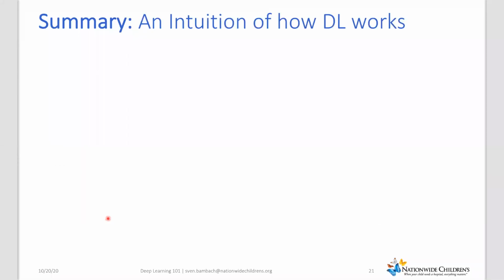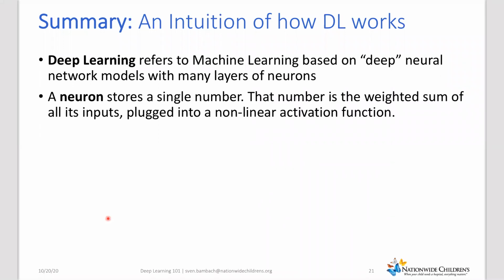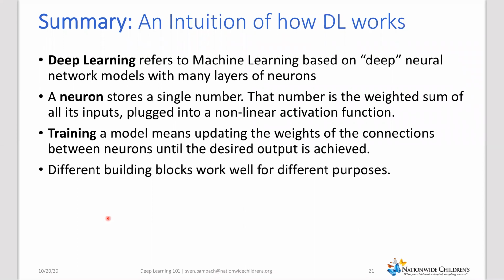All right. So again, to summarize this part, deep learning refers to machine learning based on deep neural network models with many layers of neurons. A neuron essentially just stores a single number. That number is the weighted sum of all of its input neurons plugged into some sort of nonlinear activation function. Training a model means updating the weights of the connections between neurons until the desired output is achieved. Different building blocks work well for different purposes, and really knowing how to build your network and how to define your loss function, that's where the real expertise lies.